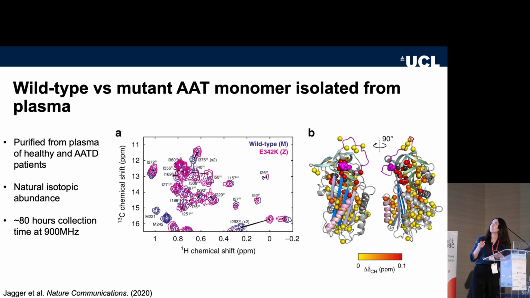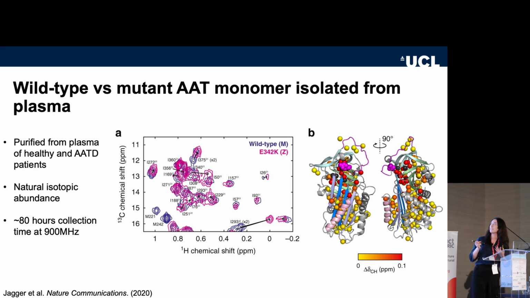So we've been able to look at the monomer forms of antitrypsin through NMR spectroscopy, and what we're showing here is the wild type that we refer to as M, and one of the disease-associated mutants that we call Z. This is all completely natural abundance spectra, purified from the plasma of healthy and antitrypsin deficient patients. That means we're not doing any bacterial expressions with enhanced isotopic labeling of NMR-active nuclei, so we're having to do very long collection times. Each of these took about 80 hours at high magnetic fields.